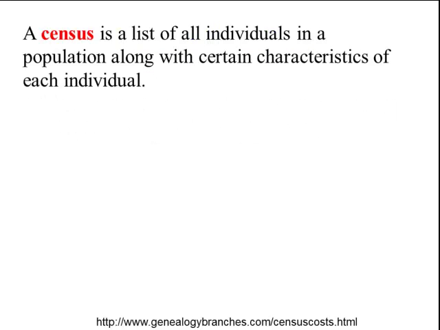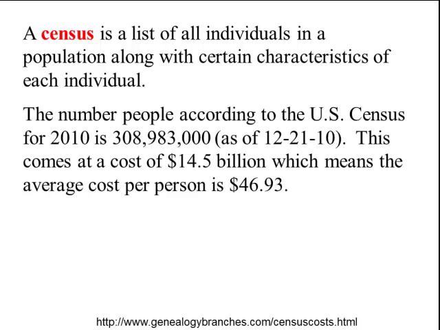A census is a list of all individuals in the population along with certain characteristics of each individual. The United States does a census every 10 years, and that census is to count how many people live in the United States. The number of people according to the U.S. Census for 2010 is almost 309 million people. This comes at a cost of $14.5 billion, which means the average cost per person is about $47.